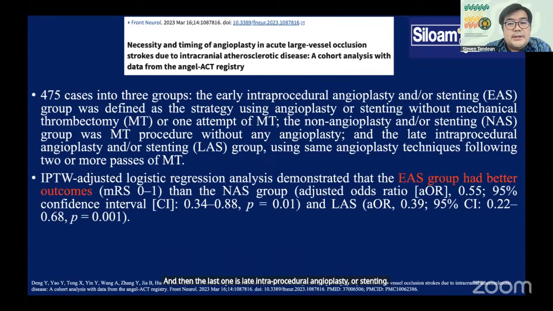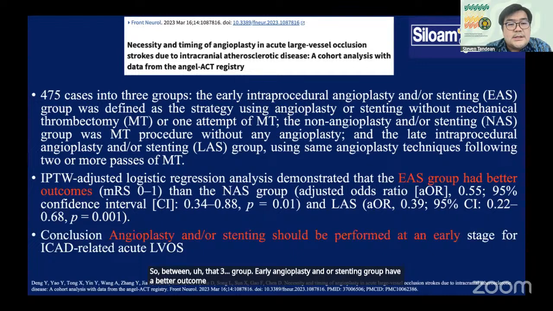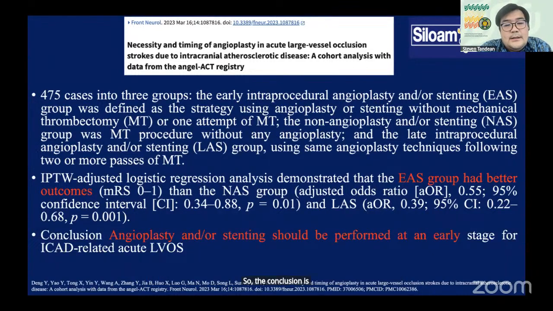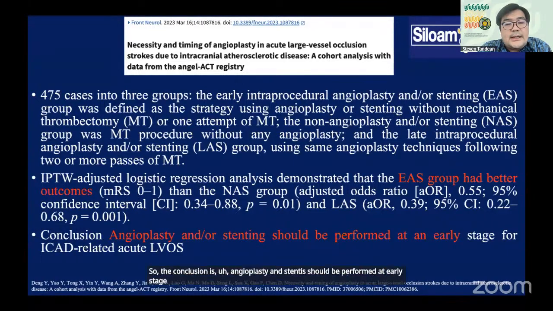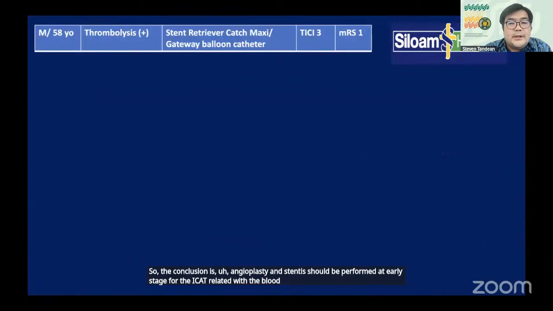So among those 3 groups, the early angioplasty and/or stenting group had a better outcome compared to the others. So the conclusion is that angioplasty and stenting should be performed at an early stage for ICAT related to large vessel occlusion. So this is also one of my cases.